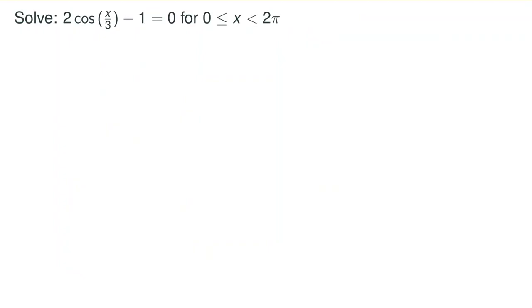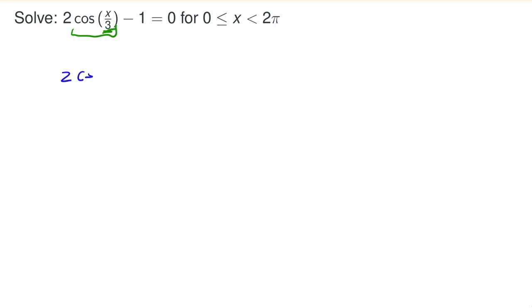Solve 2 cosine of x over 3 minus 1 equals 0 for angle between 0 and 2 pi. So here we have x over 3, right? Don't worry about this at the moment. We're going to solve this problem just like if it were to be only 1x in the beginning. Then we'll worry about x over 3 later. So for now, let's isolate this trig expression.